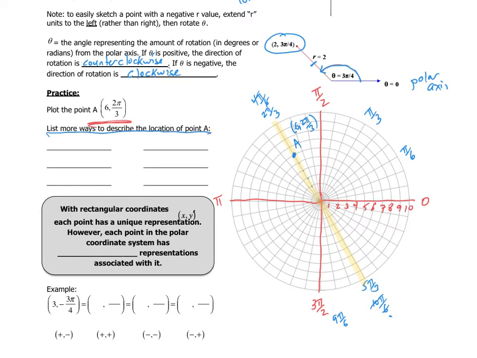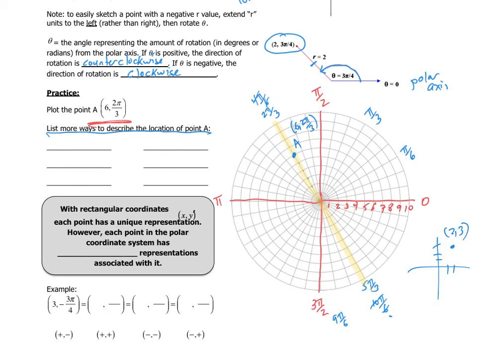Here it says, list more ways to describe the location of point A. This is something that's different with the polar coordinate plane than with the rectangular coordinate plane. In the rectangular coordinate plane, each point has only one name. If I asked you to plot the point 2, 3, you plot it, and it only has one name, 2, 3. I cannot name it in different ways. In the polar coordinate system, I can actually name a point in an infinite number of ways, and let's see how we get some of them.